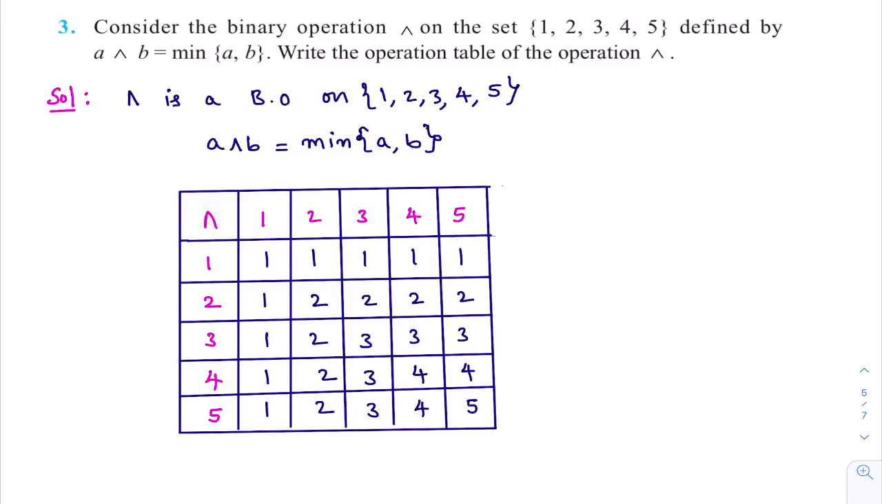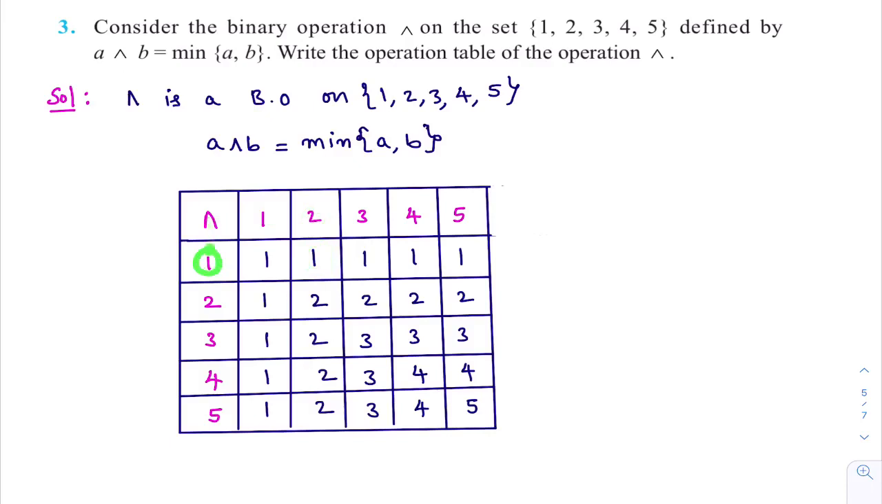Now you see they have given the set 1, 2, 3, 4, 5. First I write 1, 2, 3, 4, 5. Here also I'll write 1, 2, 3, 4, 5. Now this operation between these two elements. See here 1 star 1. What is the minimum of 1 and 1? It is 1. That's why I have written 1 here. Now 1 star 2. What is the minimum value of 1 and 2? 1. That's why I have written 1.